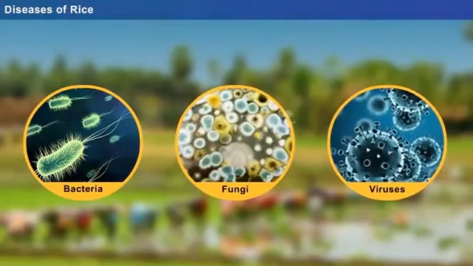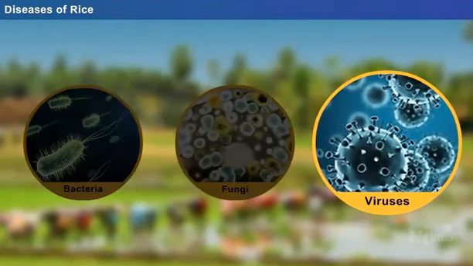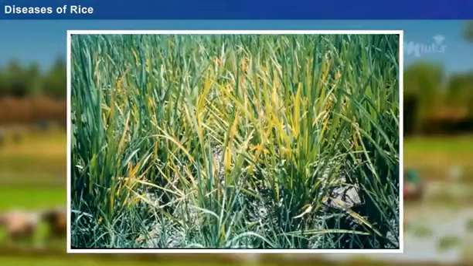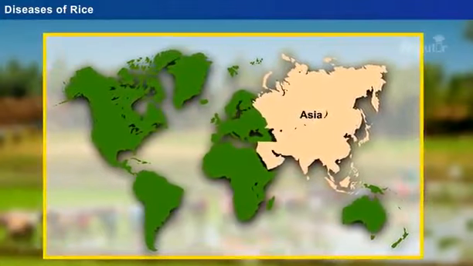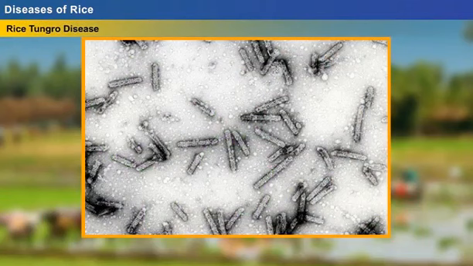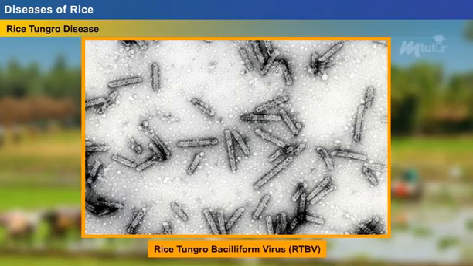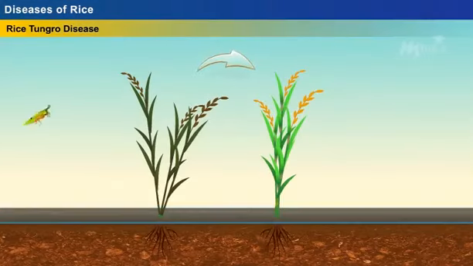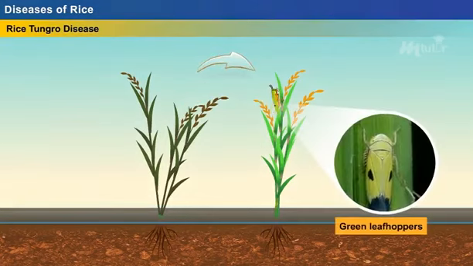Let us now learn about the effects of viruses on rice crop. Viral disease is yet again a serious threat to rice cultivation in Southeast Asia. Here we shall focus on one of the most virulent types, the rice tungro disease. This disease is caused by two viruses, namely rice tungro bacilliform virus, that is RTBV, and rice tungro spherical virus, that is RTSV. These viruses are transmitted from an infected plant to a healthy plant by green leaf hoppers.